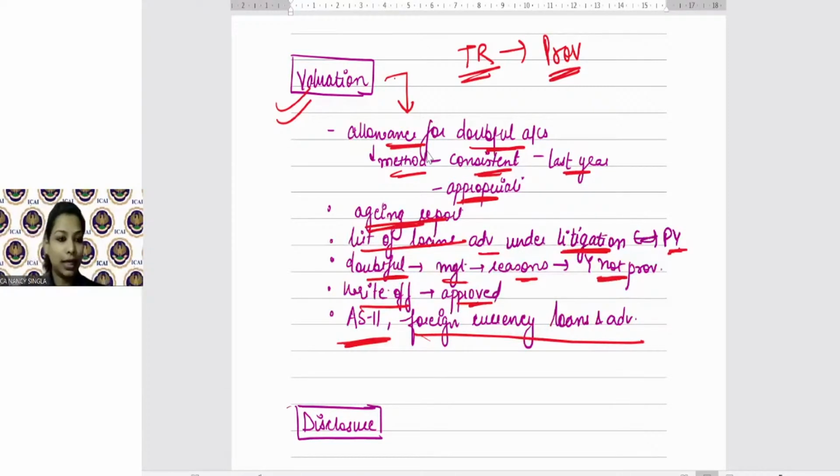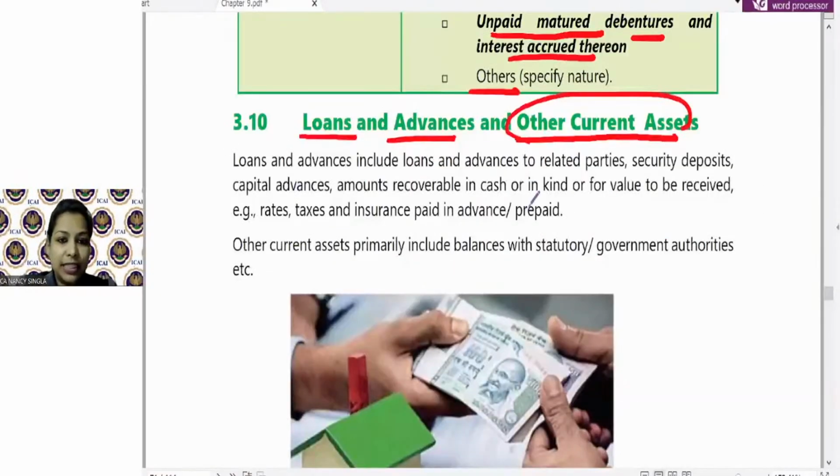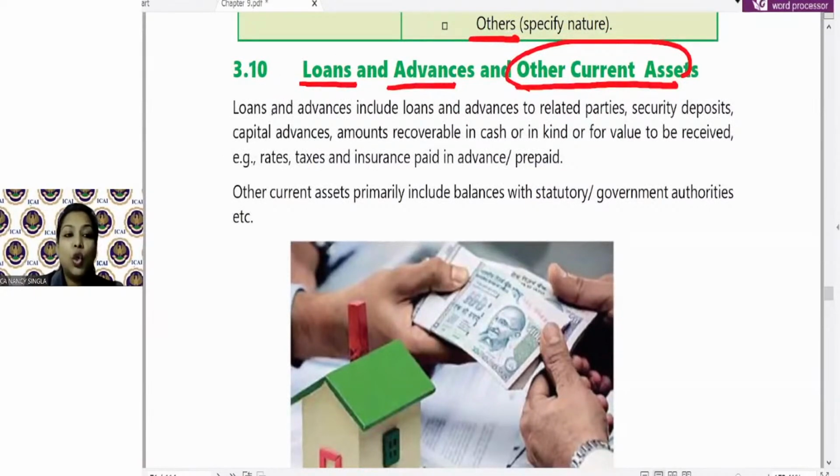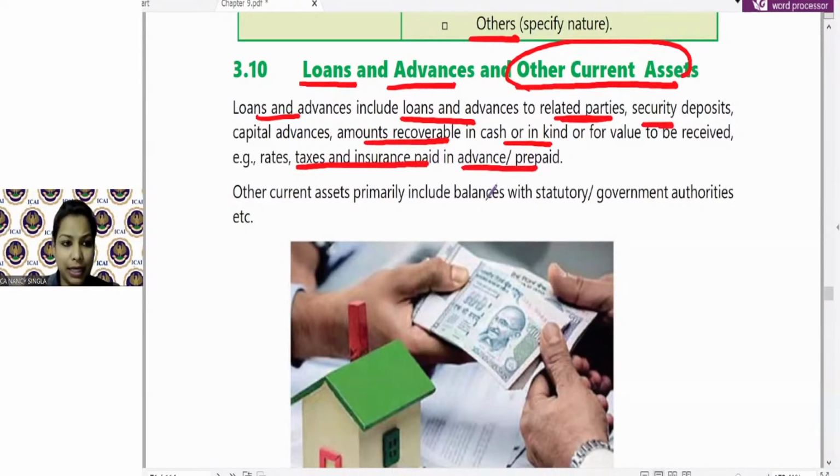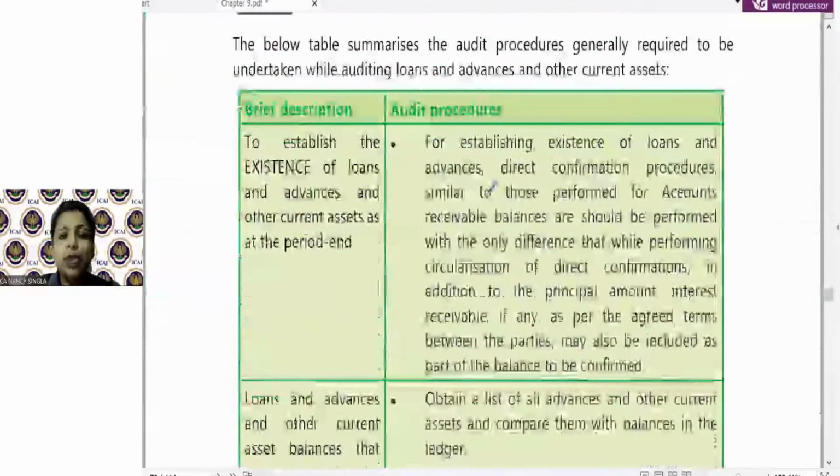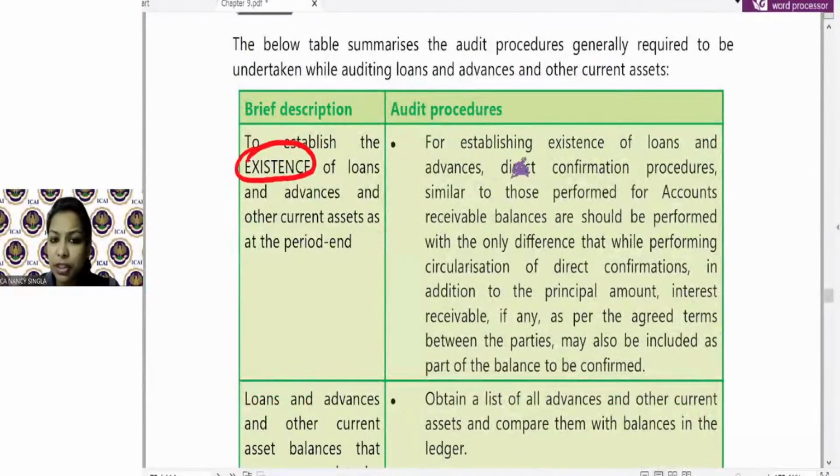Okay, so I hope everything is clear to you with respect to loans and advances. Exactly the same are the various procedures that you have done with respect to trade receivables. Okay. So let us have a look at it from the module. Loans and advances include loans and advances to related parties, security deposits, amounts recoverable in cash or kind, your taxes, insurance paid in advance or prepaid taxes. Okay. So with respect to existence, you will do direct confirmation procedures, but along with the amount you will confirm the interest also. So let us have a look.